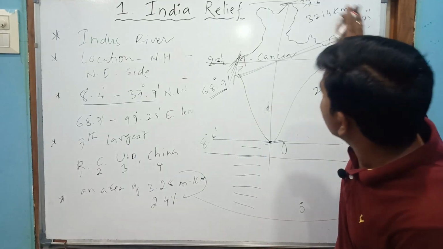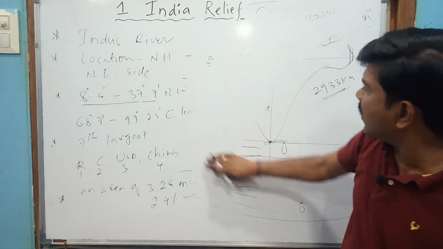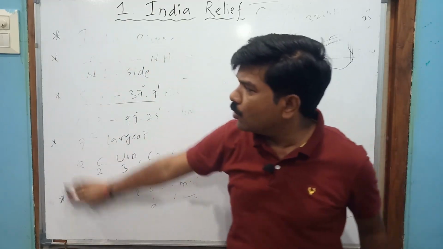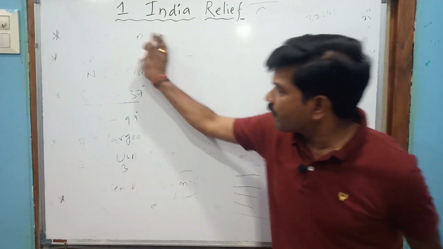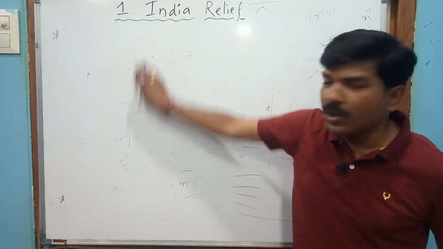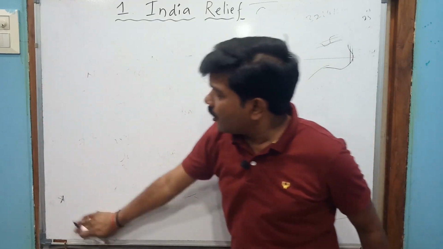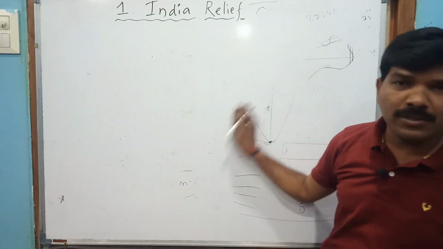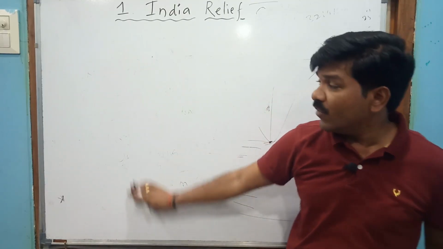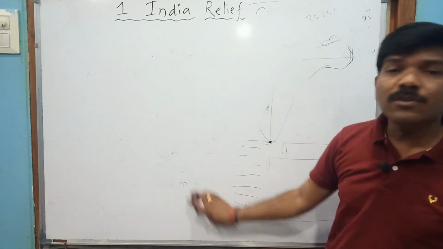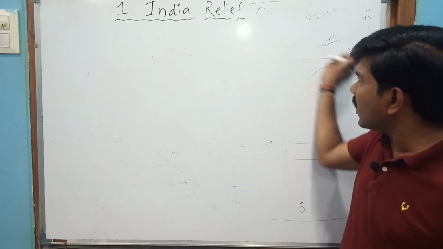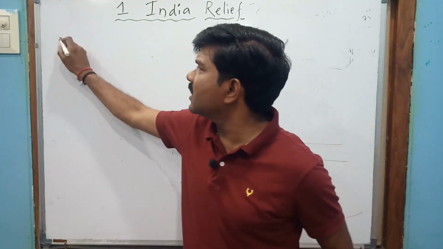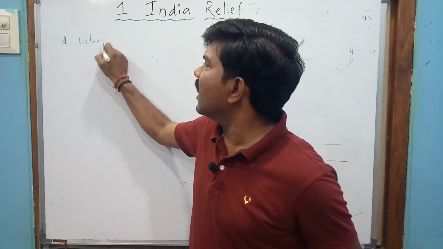So India is a vast country, a very big country. Due to its location on the northeast side, India has diversity of crops, diversity of vegetation, diversity of soil, and diversity of forest. Why is there a diversity? They may ask you, why is there diversity in India?